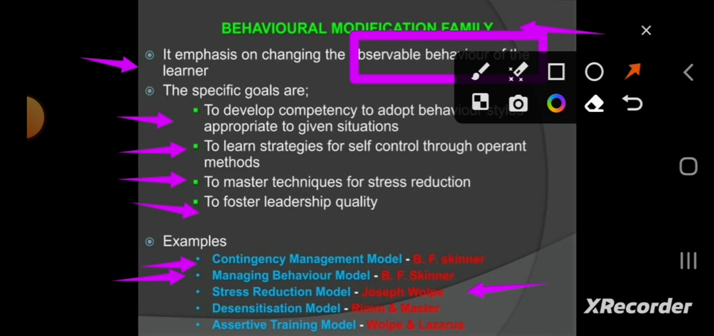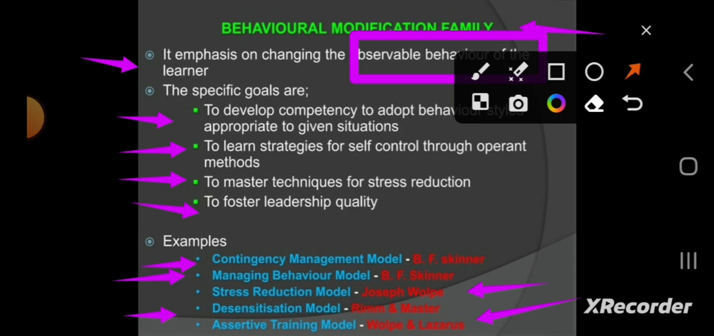Next, desensitization model. Gradual exposure to feared stimuli while practicing relaxation techniques aims to reduce the emotional response to anxiety provoking stimuli by gradually desensitizing the individual. Assertive training model teaches individuals to express their thoughts, feelings, and needs in a direct and respectful manner.